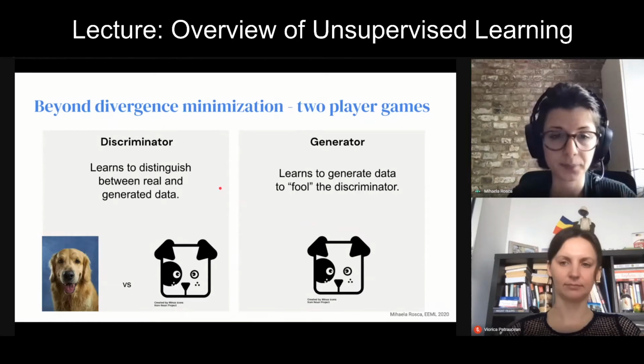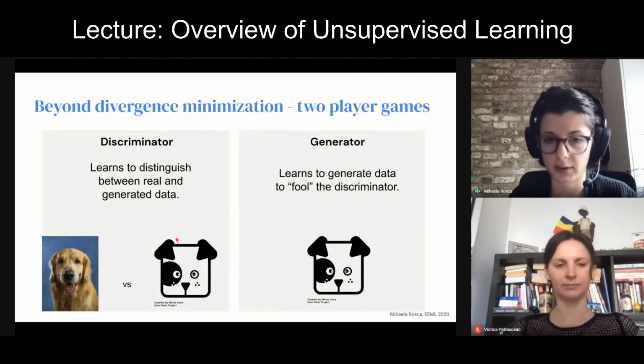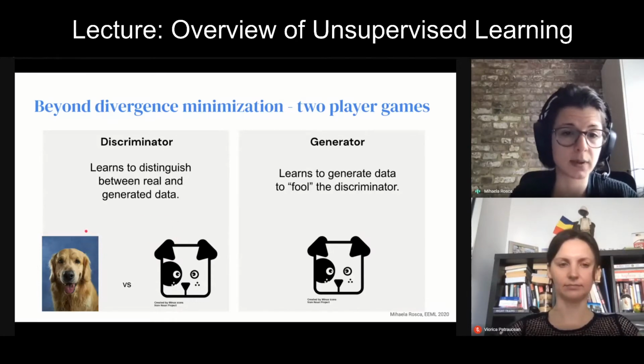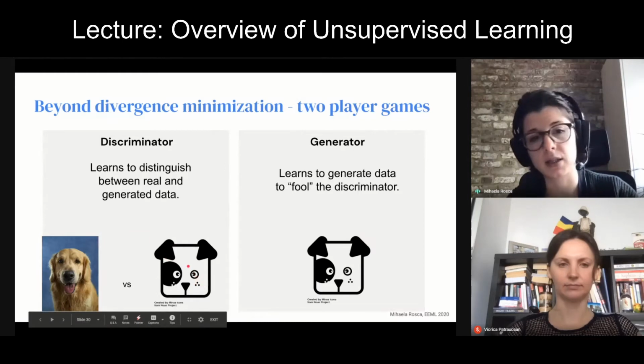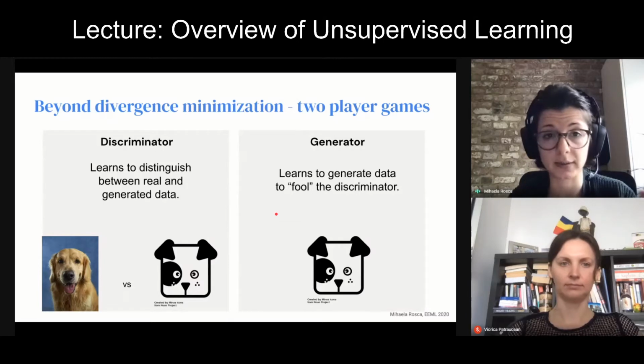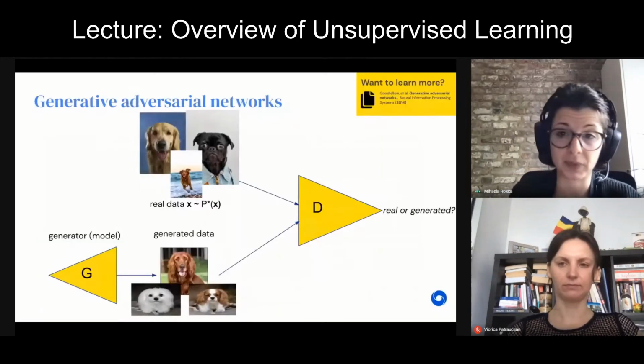We have a discriminator. This model learns to distinguish between real and generated data. So if this is the real data and this is the fake data generated by the model, the discriminator has to say, well, this is real, this is fake. And it does this for different samples from the data and from the model. The model, in this case, often in this literature, is called the generator, so I'm going to call it that, but this is the same model that we were talking about before with parameters theta that we're trying to learn. It tries to generate data that fools the discriminator. So it's this cat and mouse game.